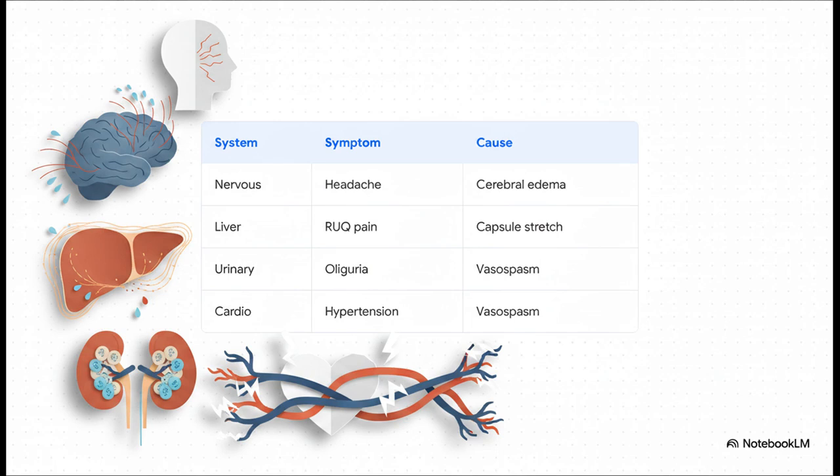In the nervous system, J-Lou might report a severe, persistent headache. Now, this isn't just tension. It's actually from cerebral edema and reversible ischemic encephalopathy due to those leaky vessels in the brain.